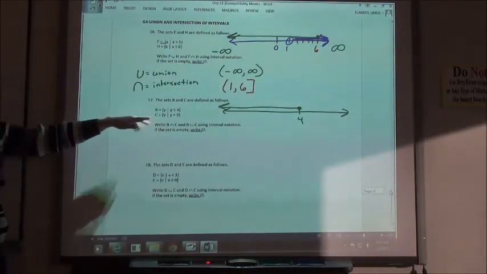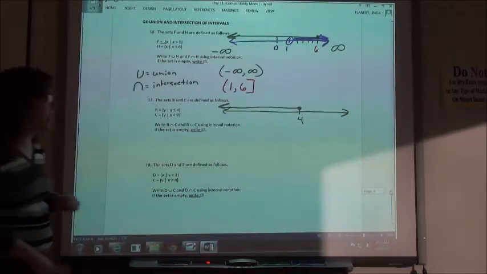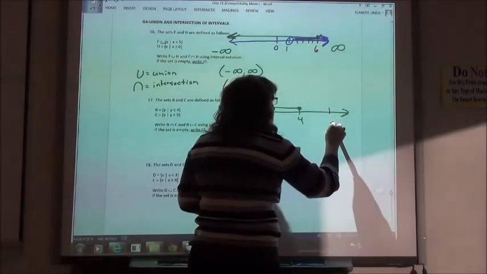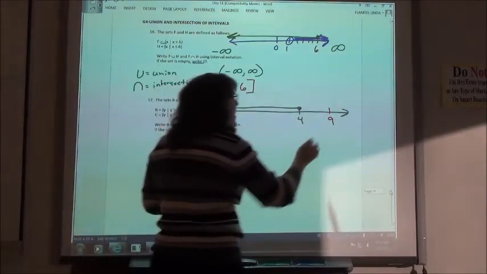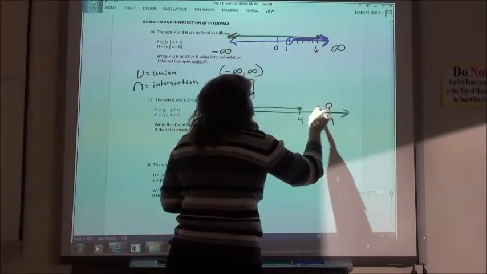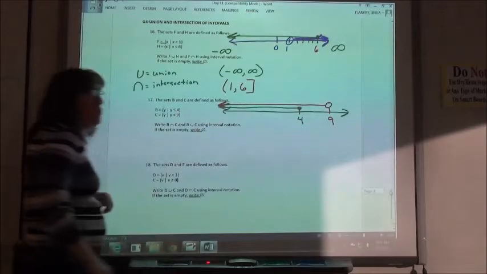I'm doing everything going to the left. C is the set Y such that Y is less than 9. Well, 9 would be over here somewhere. On 9, I'm going to have an open circle. And again, I'm doing everything to the left.